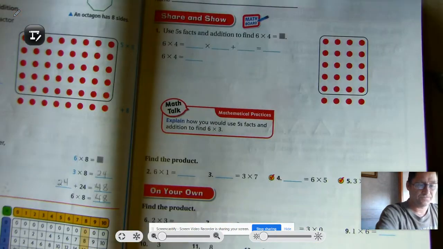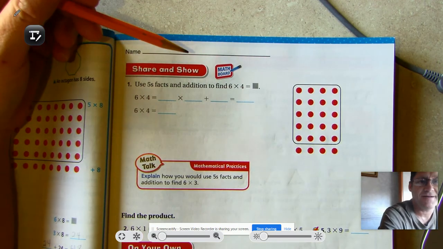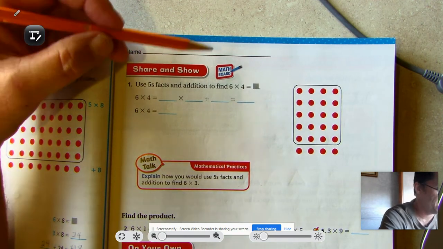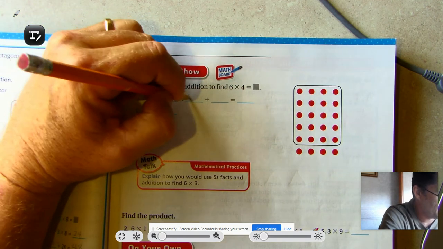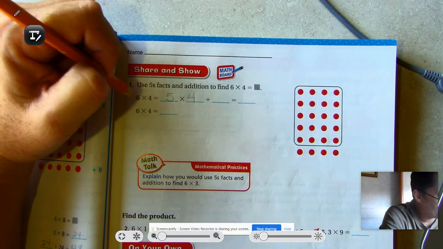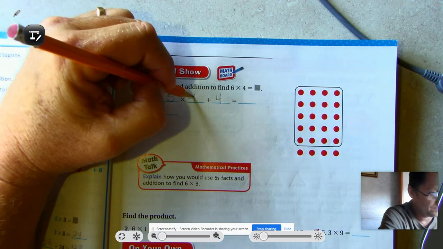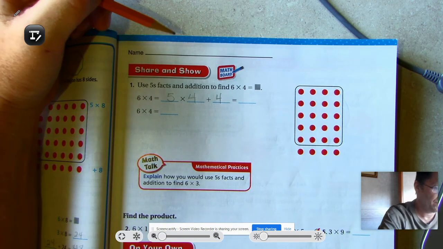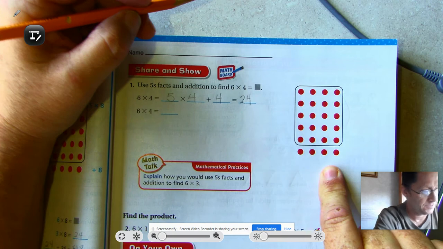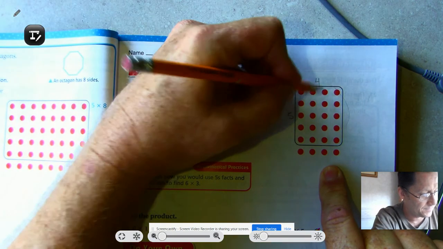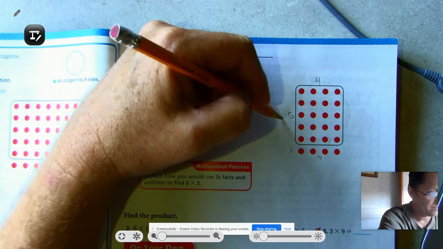All right, so let's do some practice. So in this problem, it says use the 5 facts and addition to find 6 times 4. So instead of 6 times 4, we're going to say 5 times 4. But I need 6 fours, so I'm going to add 1 extra 4. 5 times 4 is 20, plus the extra 4, 24. So here is the 5 times 4, and this is one row of 4.